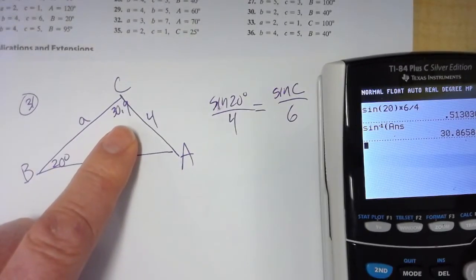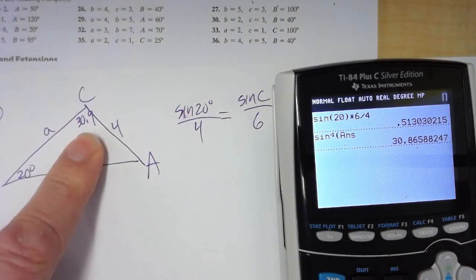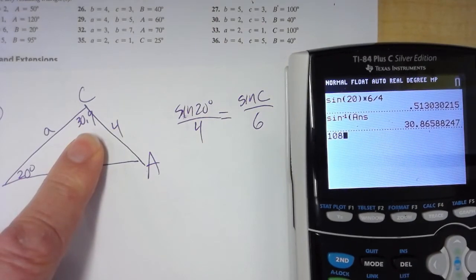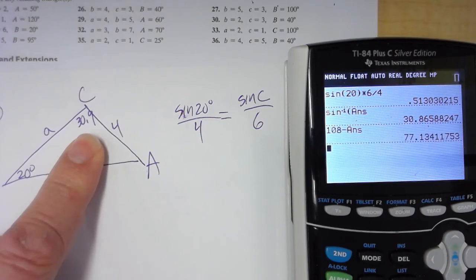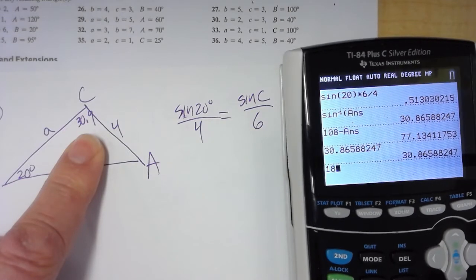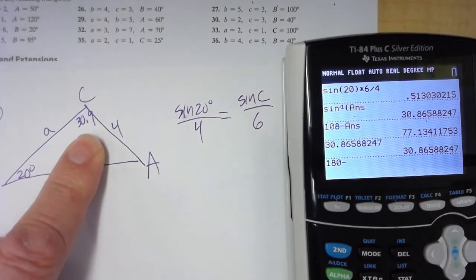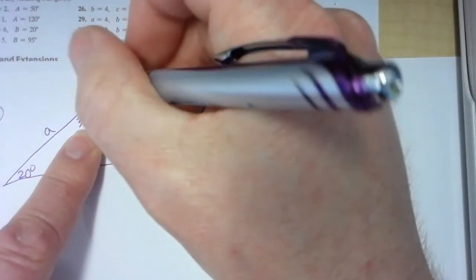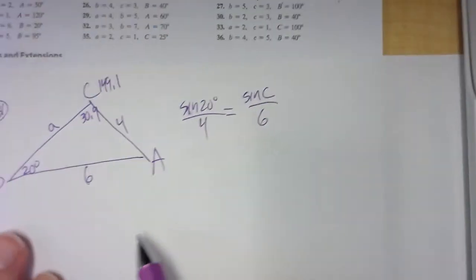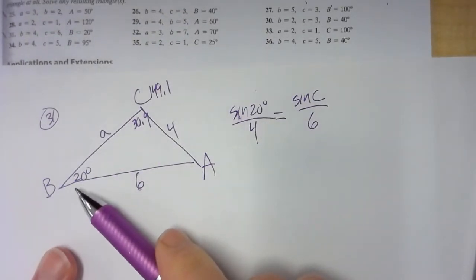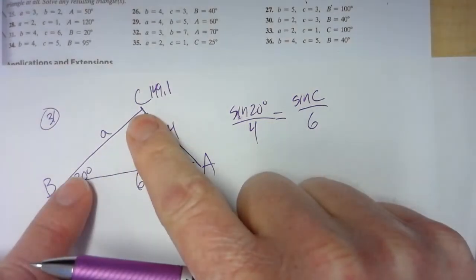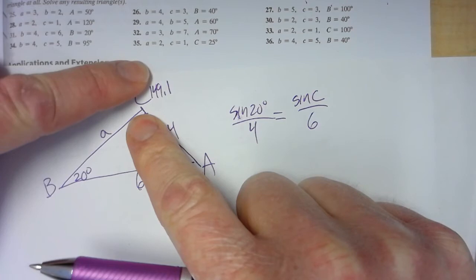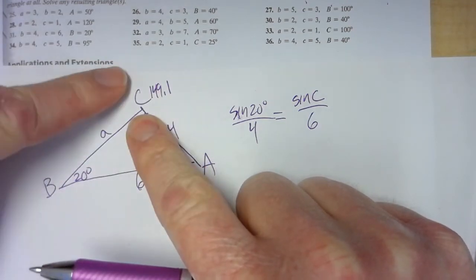Now, the supplement would also be the correct inverse sine. So if I do 180 minus the last answer, oh, I didn't do 180. Okay. So I'm going to do 180, not 108, minus the last answer. I got 149.1. So could this be a possible angle? 149.1. It would be a possible angle because if this was 20 and that was 149, see there's a little bit of room left for angle A. So it could be either one of these answers.